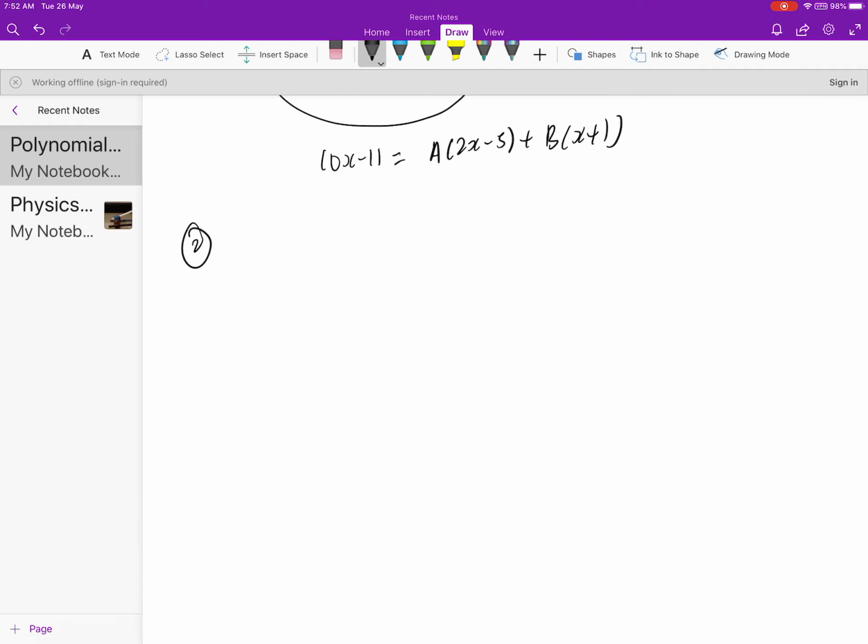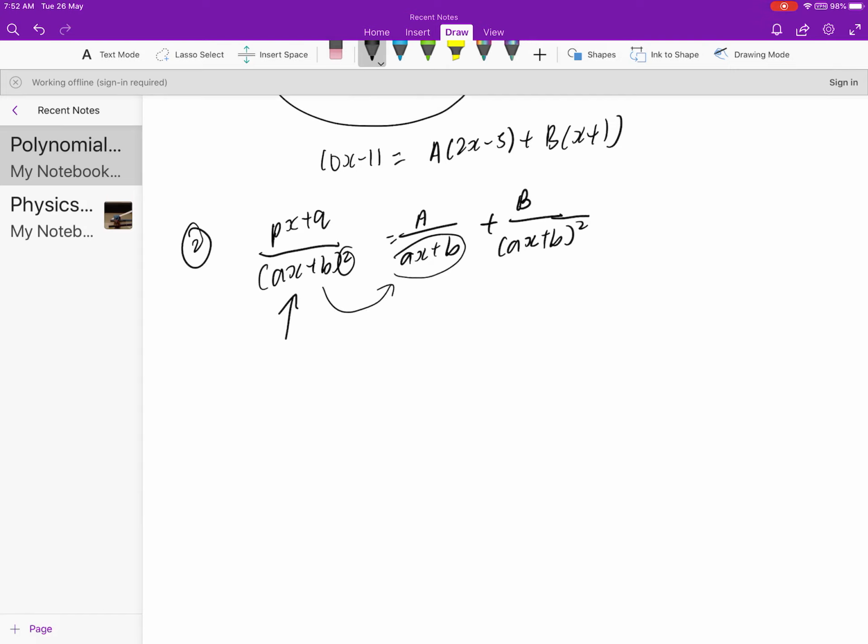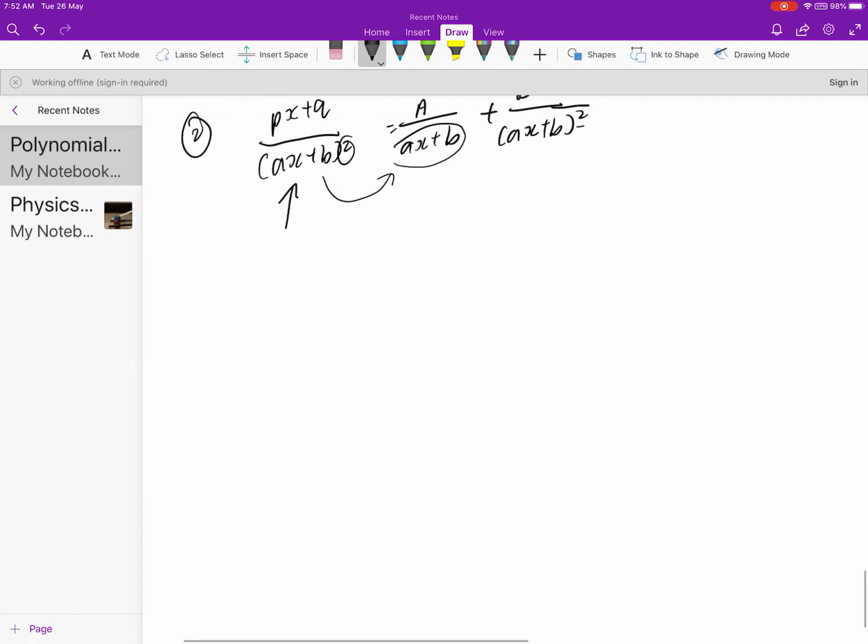Next, case 2 is proper fractions with repeated linear factors in the denominator. The denominator of the right hand side is the denominator of the left hand side with the higher degree. So when you see this, which is basically repeated linear factors because of the square, you immediately must know to separate it this way. One must be ax plus b, which is the same as this. The other one must have the square. And then you solve it like what I told you just now in case 1.